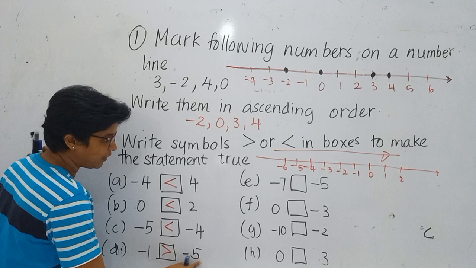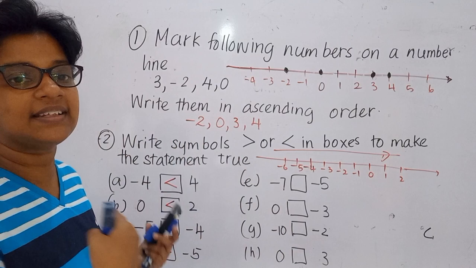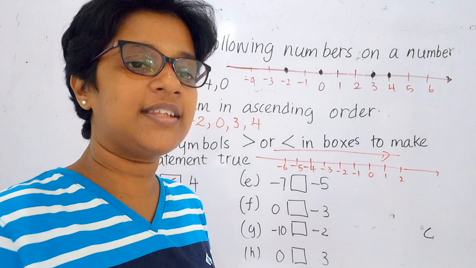The distance from 0 to the left side is greater. Therefore, negative 5 is less than negative 1, or negative 1 is greater than negative 5. Is it clear, Nenuka, now?